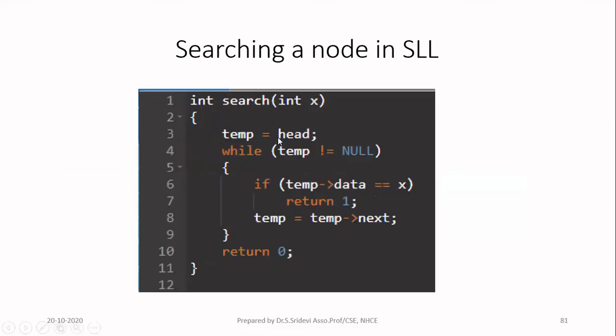So first, I have to start from the head node. I am keeping the head node in the temporary variable. This one I told you, every time you have to keep head in a temp variable because you should not change the head pointer. It should always point to the same node. Don't change it because it will affect other operations. So keep head in a temporary variable. Then, while temp is not equal to null, you have to search element by element. You have to take the value of data from the temp. So I am writing temp arrow data and you check whether it is equal to the element you want to search, that is X. If they are equal, you got the element. So return 1.